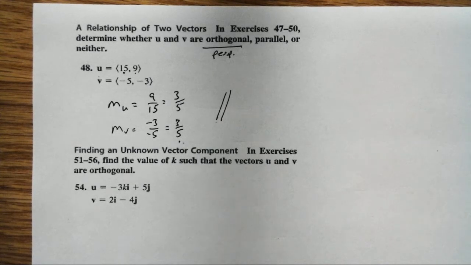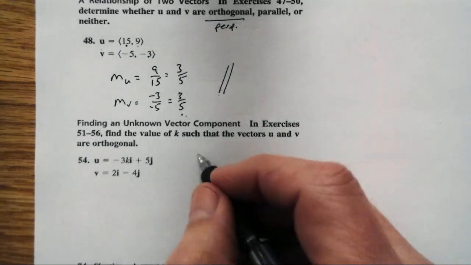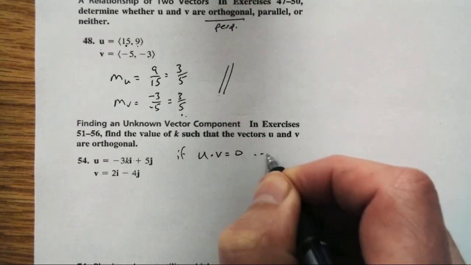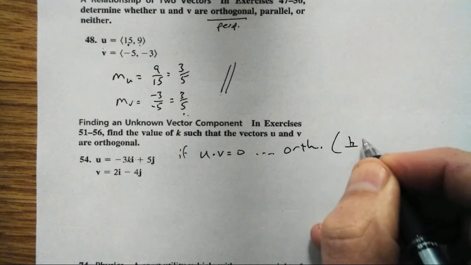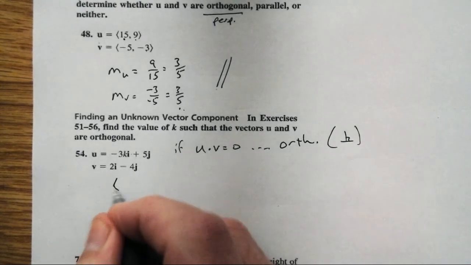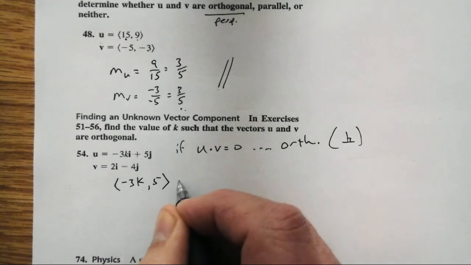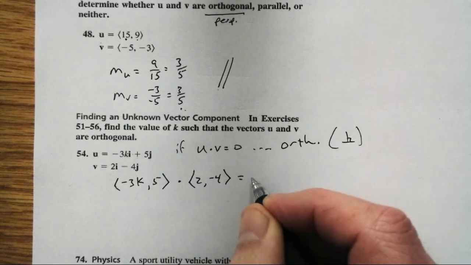Oh, that's pretty useful. Now, I do think the dot product formula might be useful here that says if u dot v equals 0, then orthogonal, which we think perpendicular. Find the value of k such that the vectors u and v are orthogonal. Well, this vector u, negative 3k, 5, dot 2, negative 4, if they are orthogonal, should equal 0.